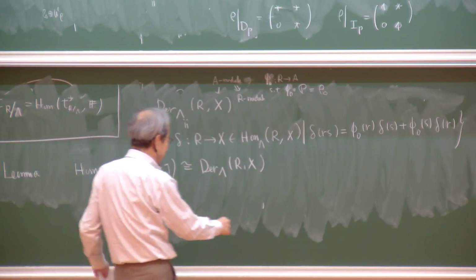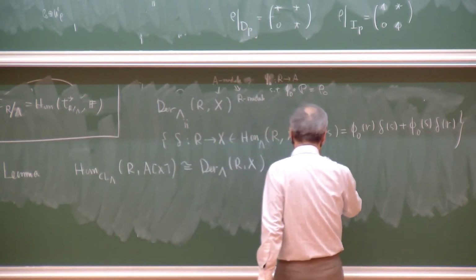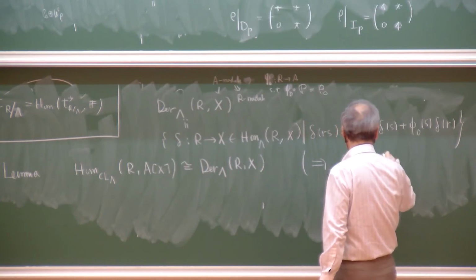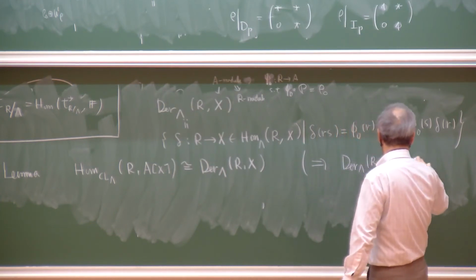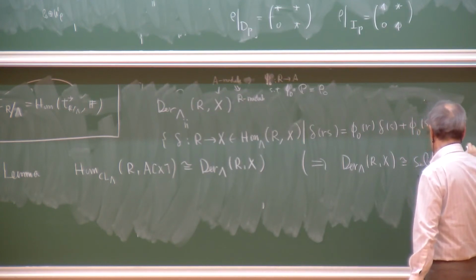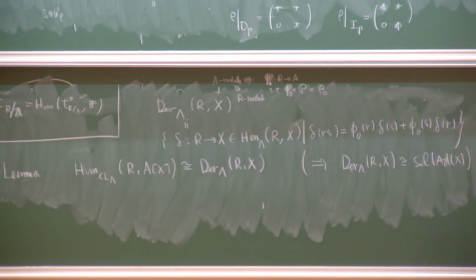And so by doing this, this implies that derivation over lambda from R to X is isomorphic to the tangent space at X. And this is a module morphism. So it is isomorphic as R modules. But you can also say as A modules also.